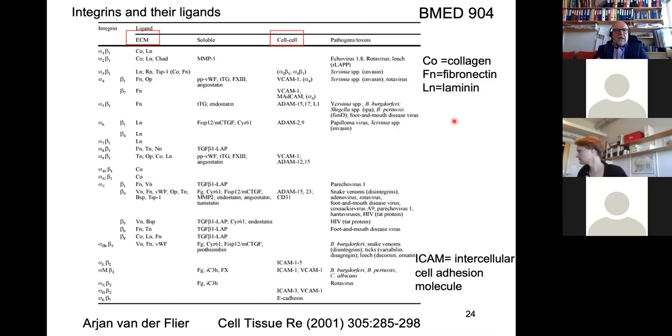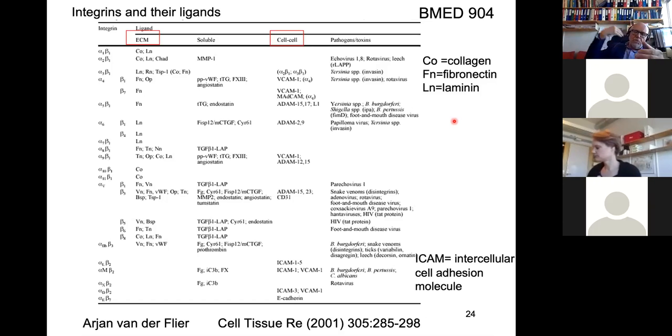And I included this slide just to show that integrins, which are for sure the major group of matrix receptors, can also bind to other cells. So it's a cell-cell receptor. But unlike other cell-cell receptors like cadherins, which keep cells tightly together most of the time, the interaction between integrins and cell surfaces is more transient.